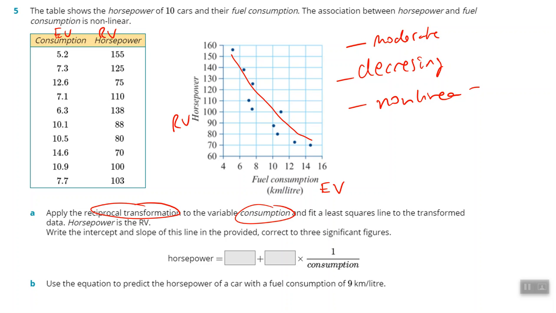Now, as you can see, how do I also know it's a reciprocal transformation? Because the consumption is 1 divided by consumption. So your x variable has been reciprocated. So they put 1 on there.